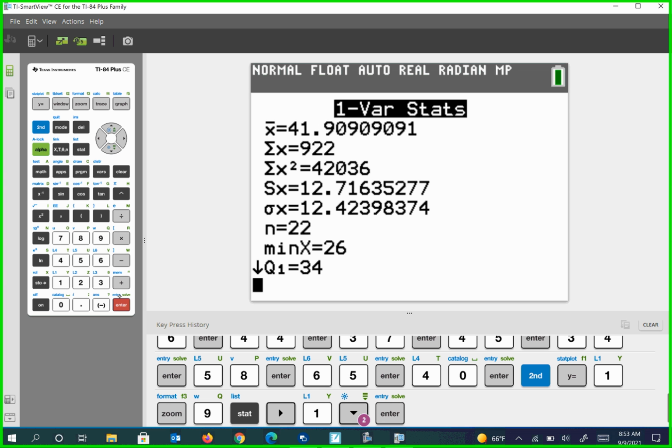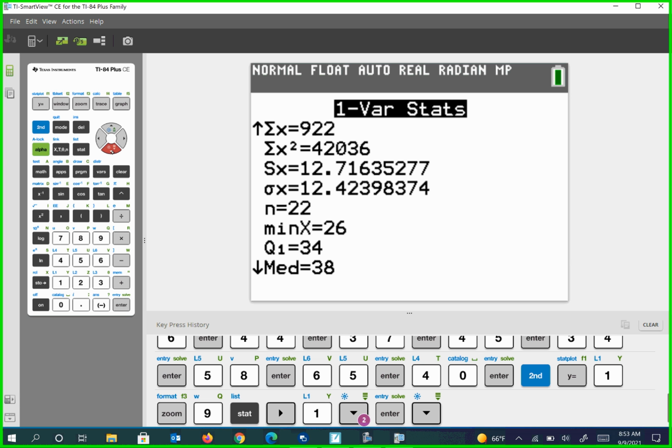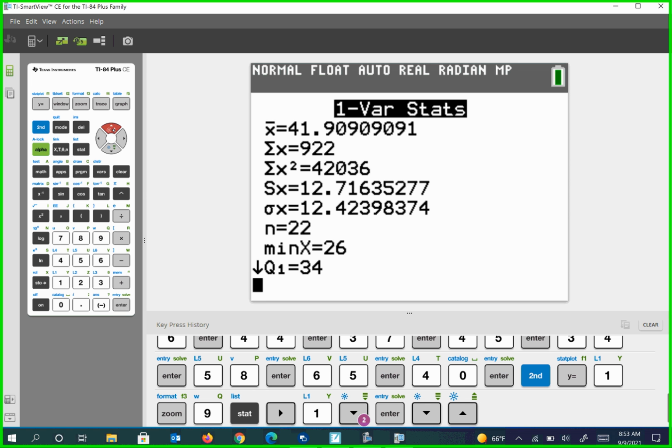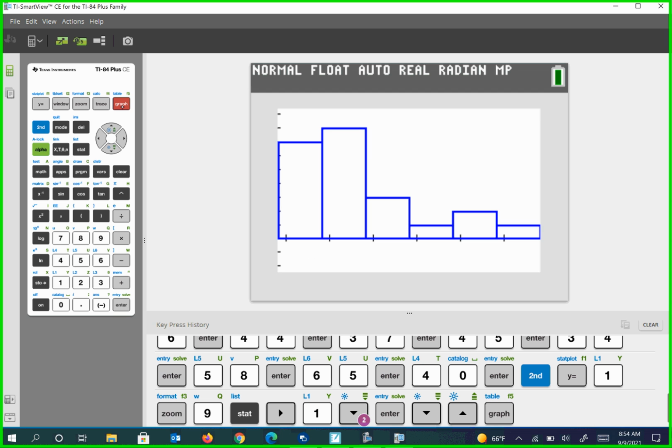So we have a mean of 41.9 and a median of 38. Median 38, mean 41.9. Do you agree? Does that make sense to say that the mean is to the right more than the median because of how our graph looked? I think so.